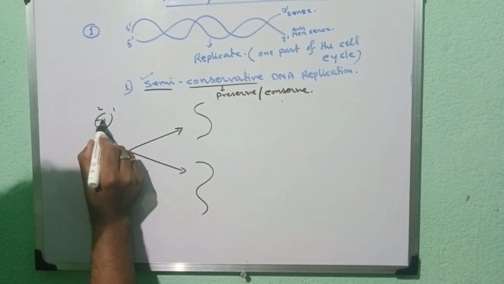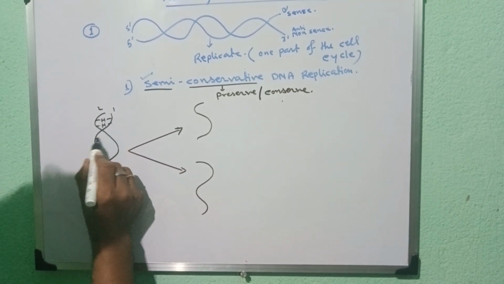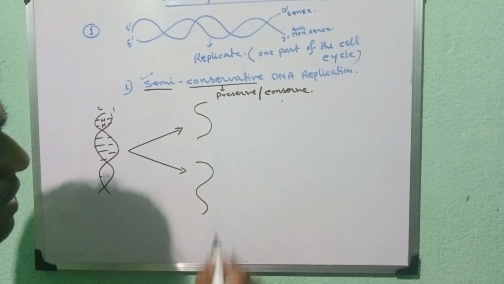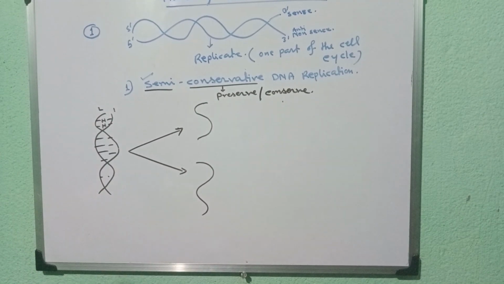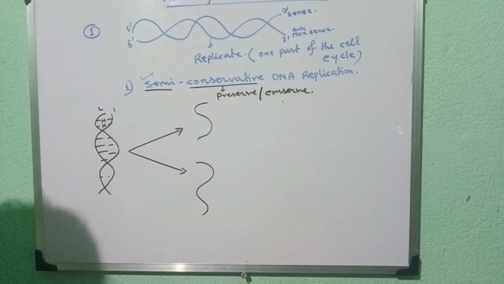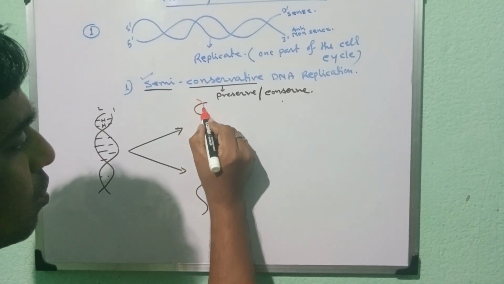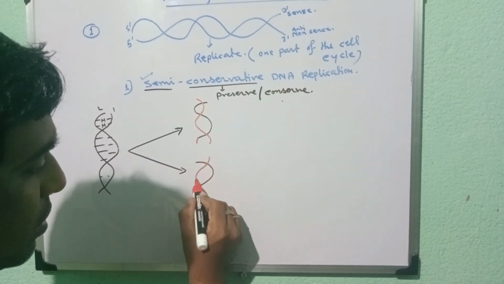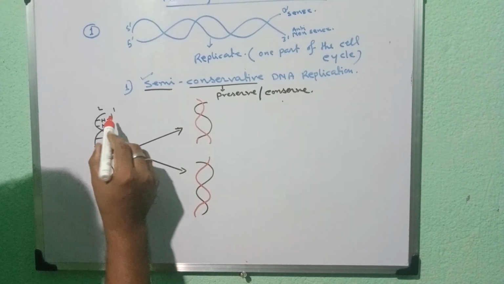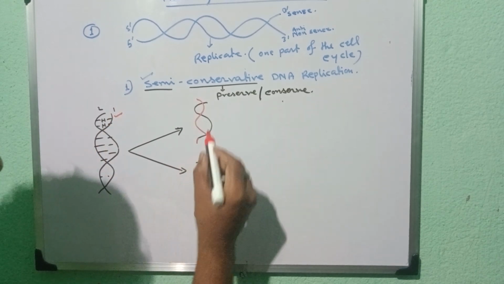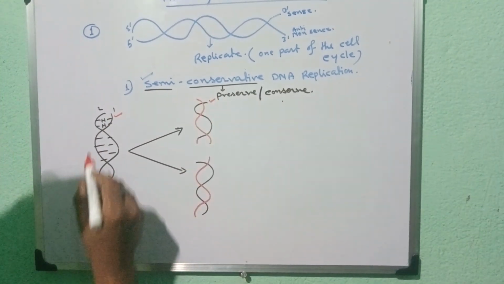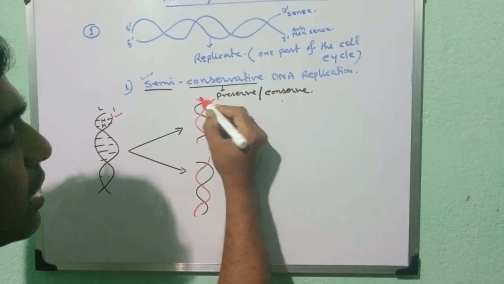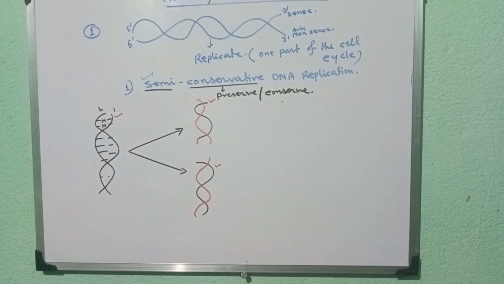A hydrogen bond is there between them. This is the first strand, this is the second strand, and a new strand is formed. Another new strand is also formed. The black color strands are the existing ones, and the newly synthesized strand is red in color.